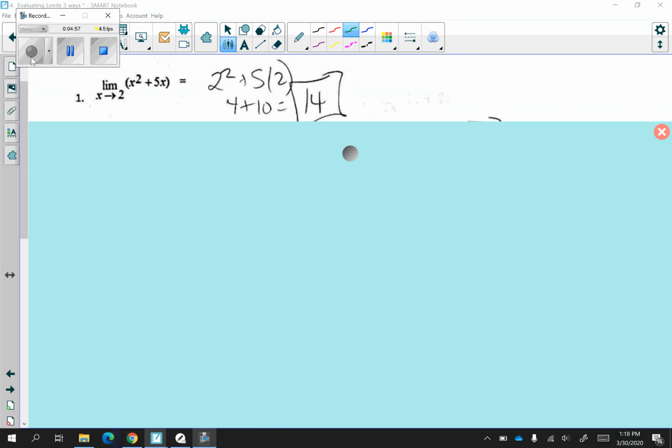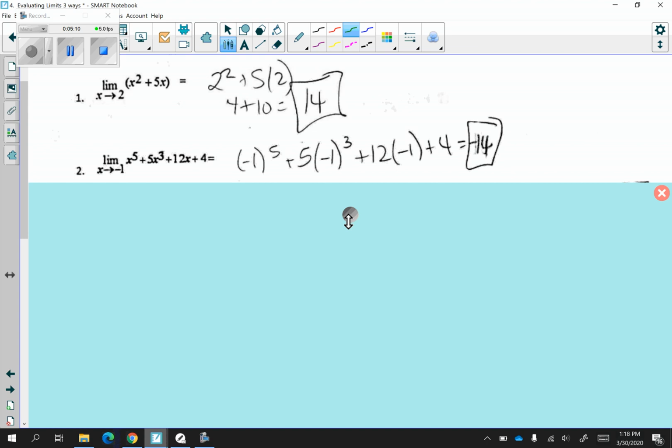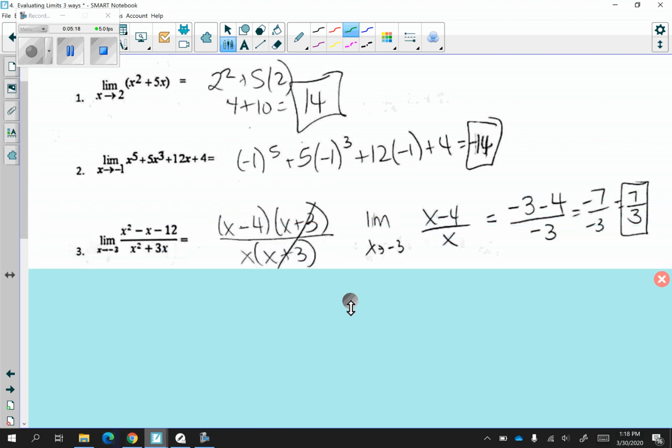In problem number 1, the limit as x approaches 2 of x squared plus 5x, we substitute 2 in for x, and the answer is 14. Next, for number 2, again, we substitute -1 in for x. The answer is -14. Number 3, we have a factoring question. Factor the numerator and the denominator. The x plus 3's cancel out. I'm left with the limit as x approaches -3 of (x minus 4) over x. Substitute -3 and you get 7/3.